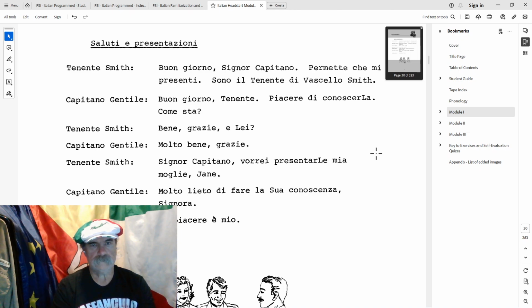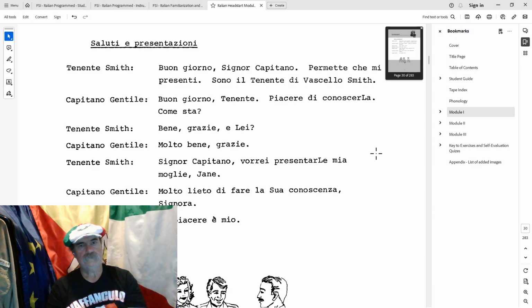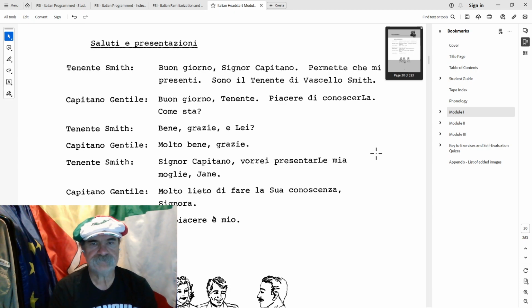Buongiorno, signor capitano. Permette che mi presenti. Sono il tenente di vascello Smith means I am Navy Lieutenant Smith.